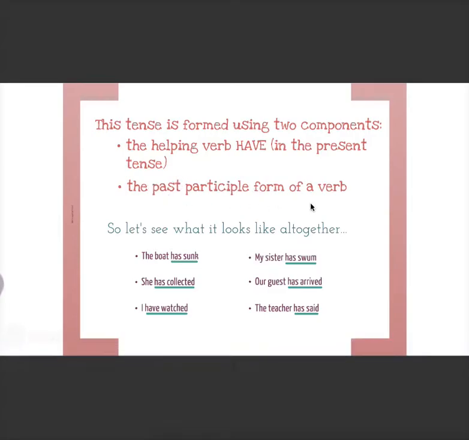And you are going to be using the past participle form of a verb. And here is where I want to tell you something. This is one of the things that you have to study. This is one of the things that you have to memorize. You have to learn, you have to memorize the past participle form of the verbs.